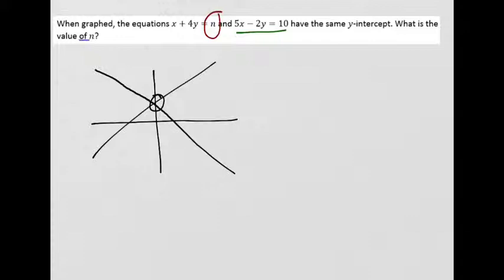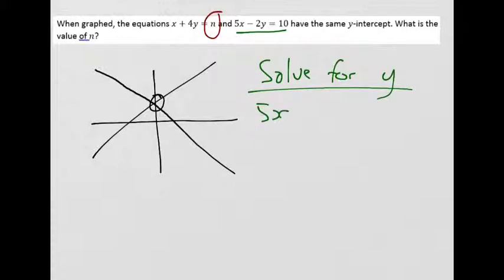How do I do that again? Change sides and stuff. Ultimately, to what goal? To solve for y. Right? To change anything into slope-intercept form, we solve for y. Okay? So we're going to do that for this second equation. So 5x minus 2y equals 10. We're solving for the second one because that's the one we can gather the most information from. This one has n in it, an unknown value, and that's going to block us from knowing especially the y-intercept of that line. But we can know it from the other line.